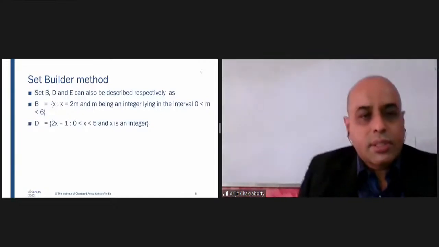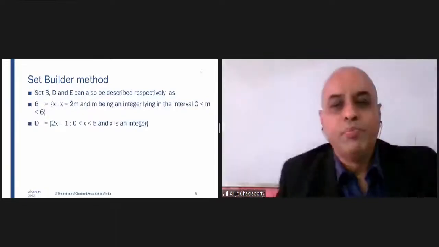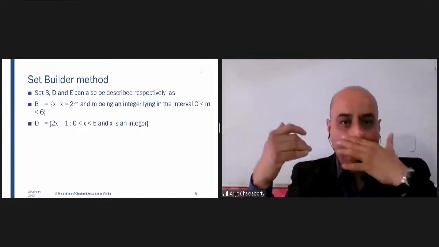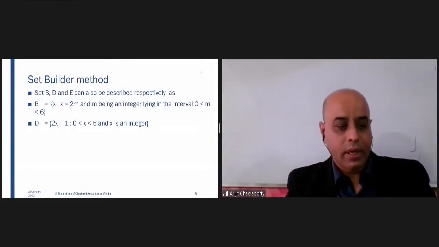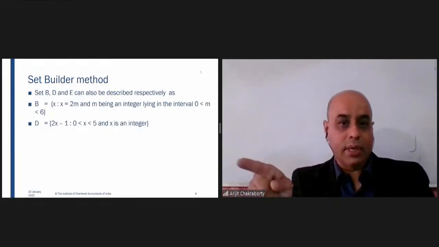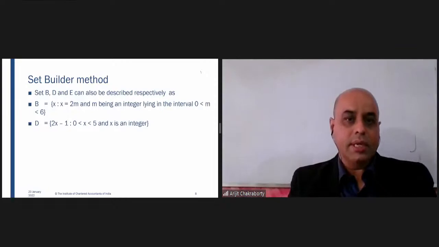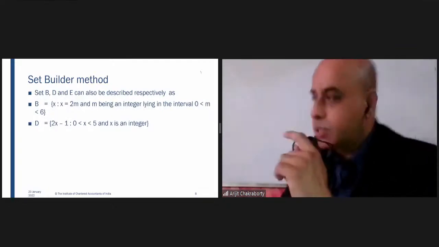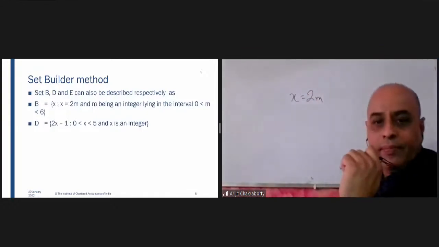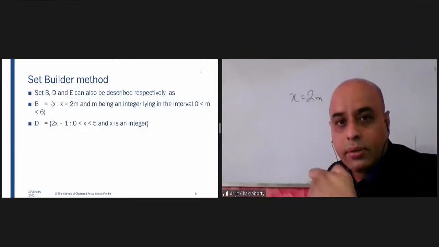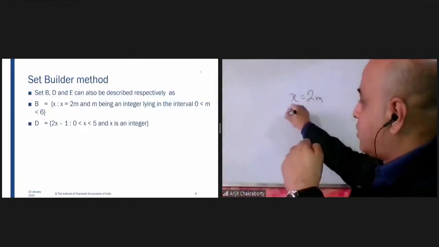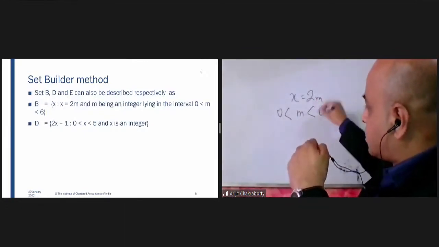So what you see here is the set builder method. They are saying how to build the set, how to prepare the set, how to document, how to write the set. Okay, how to create the set, that is set builder. So here you see the relation is given, a logic is given. The logic says that x is equal to 2m. What is the value of m? M is an integer, that means a whole number, which lies in the interval 0 to 6. So m is greater than 0 and less than 6.